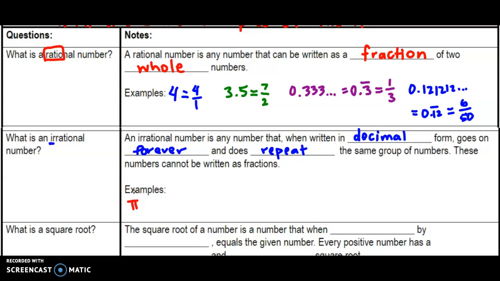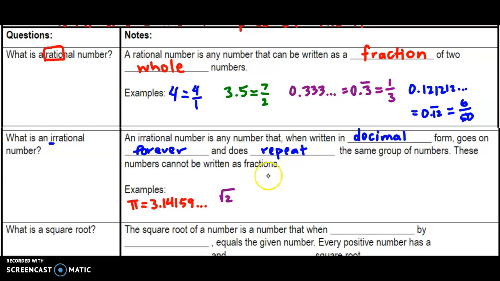Some examples of these types of numbers would be the number pi. Pi is irrational because it goes on forever. It doesn't repeat the same group of numbers. We know it's 3.1415 and so on. It keeps going forever and ever. It does not repeat. Another example is the square root of 2, and we'll talk about what that means in just a second. Square root is the next thing we go over, but it is an example of an irrational number.